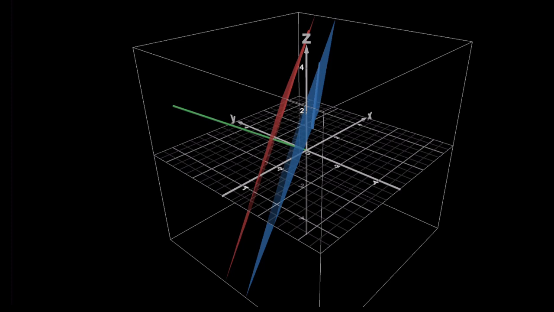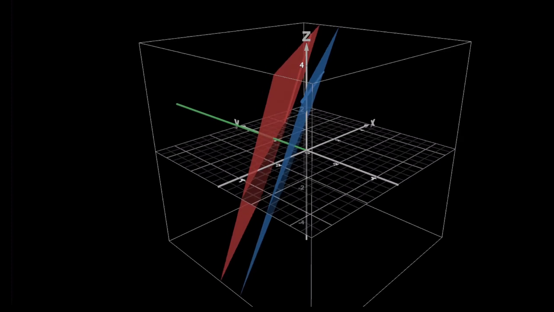So if we want to find the perpendicular distance between the two lines, which is the shortest distance, it's the same as finding the perpendicular distance between the two planes. Well, how could we do that? Well, we find the distance of the red plane to the origin, and we find the distance of the blue plane to the origin, and then we take the difference of those two.